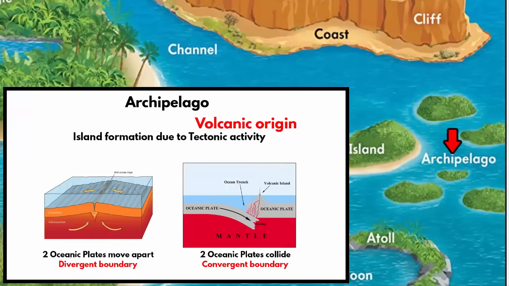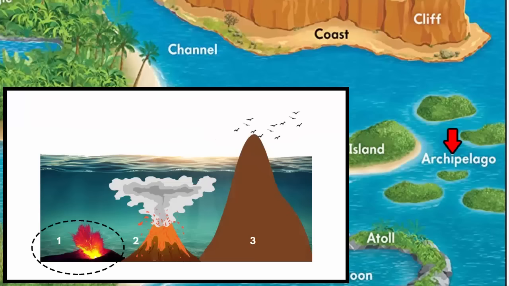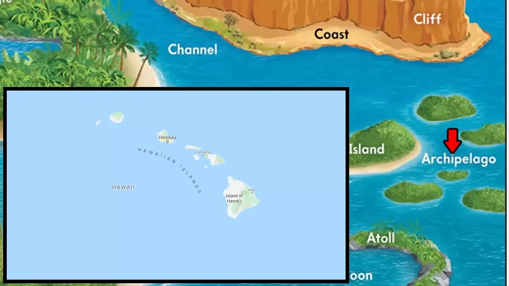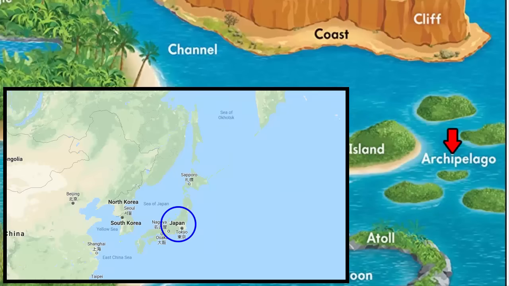That means the islands were formed by volcanoes erupting from the ocean floor. In the previous term, I have explained how underwater volcanoes are formed. These are basically sea mountains and they exist in group. The Hawaiian Islands are a good example of volcanic archipelago. Then islands of Japan is a good example.